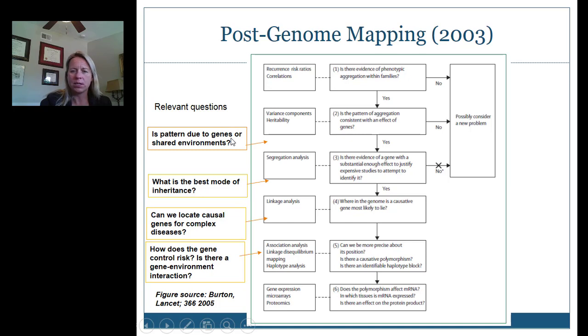And I'm not going to walk through this in detail because I haven't introduced these concepts yet. So I recommend you refer back to this after I introduce them. But these are the kinds of studies we would perform, or analyses we would perform, to answer these specific questions. So if, for instance, we're looking at what is the best mode of inheritance of a specific disease, we would perform what's called segregation analysis. If we want to know where on the gene is the specific variant located, we do linkage analysis. And if we're interested in how does the gene control risk, or if there is a gene-environmental interaction, we will do a combination of those sort of studies.